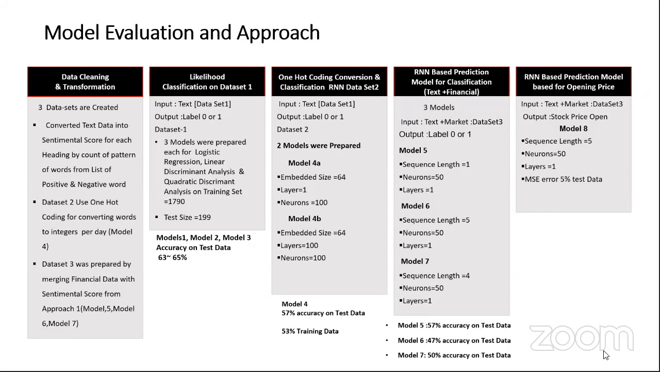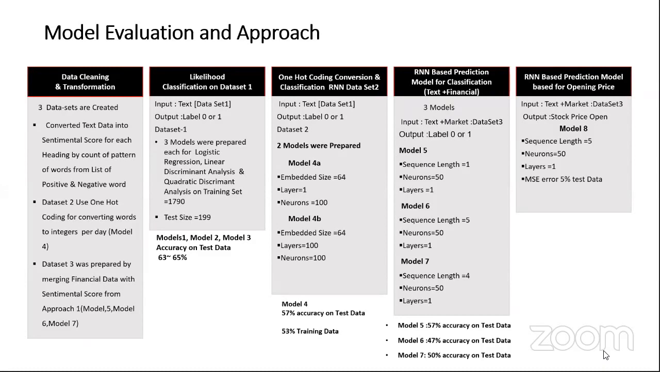That's data set 1. The data set 2, I used one hot encoding. Obviously I didn't consider 25 news items. I consolidated all 25 news items as one news item, and I then used one hot encoding to convert the words into numeric integers, based on embedded size, and came up with the embedding vector for each word. And then dataset 3 was created by merging the financial data and the sentimental data.